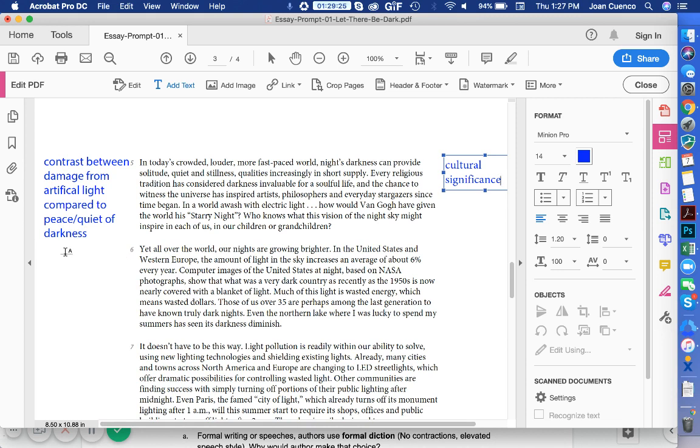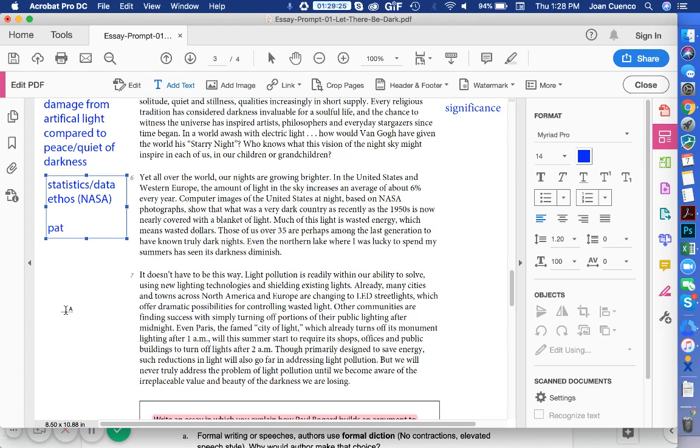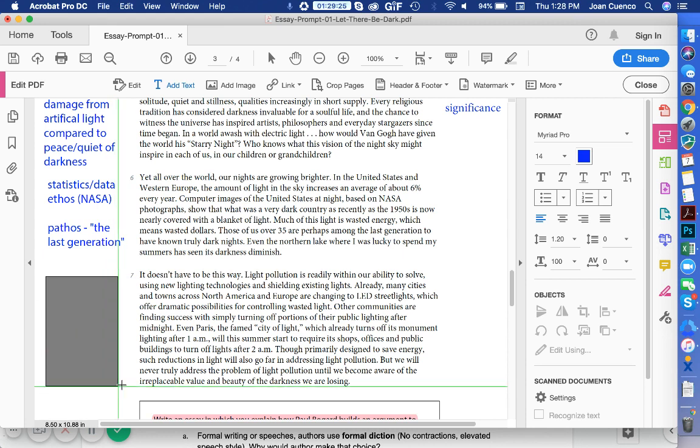Okay, moving on to paragraph 6. So you can see that there's more than 3 methods I've already annotated in this whole essay, but I'm just listing out every single one I see, and then I'll decide at the end which 3 I'd like to write my essay about. So this one, here's more statistics, data, and then ethos from NASA. There's also some pathos here where he mentions the last generation. Pathos is drawing on the emotions.